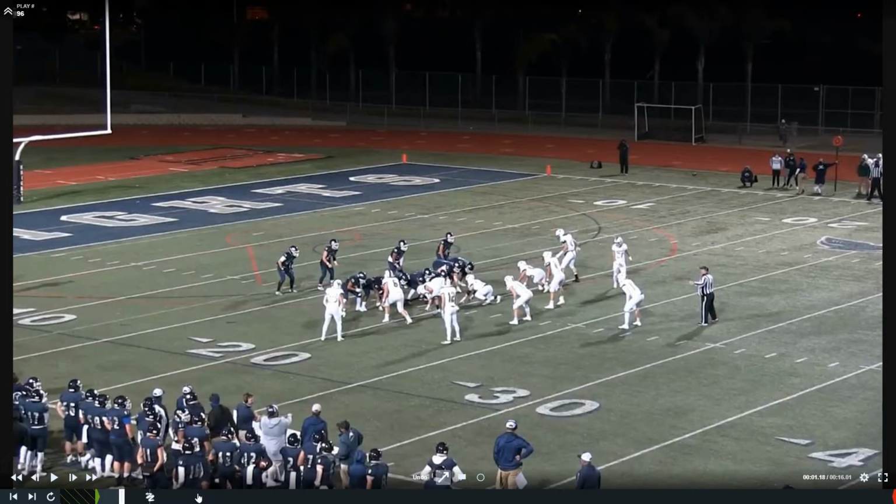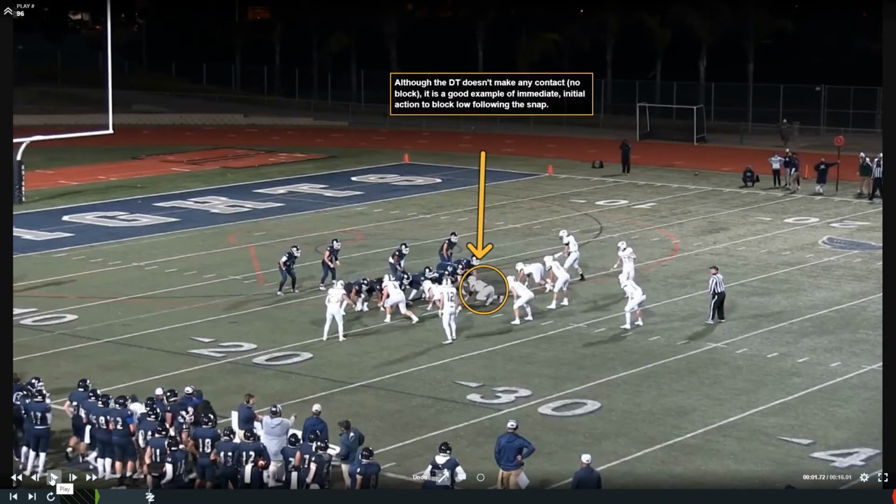if they're going to block low, all the criteria have to be met. It has to be in the free blocking zone. They're on the line of scrimmage and so on. Keep an eye on the defensive tackle there.